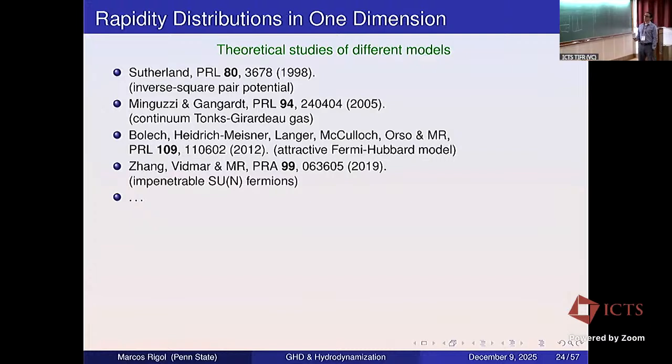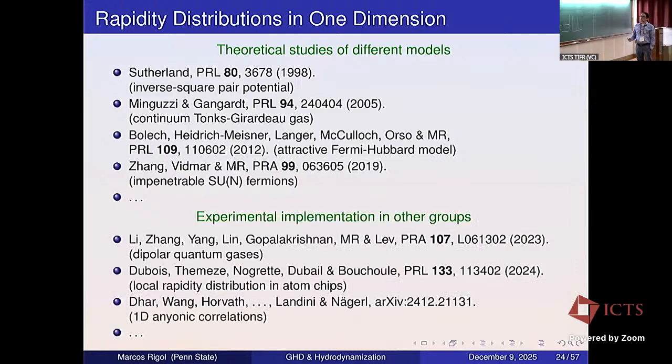We actually studied the attractive Fermi-Hubbard model, which relates to discussions yesterday: you have to start worrying about bound states and impenetrable SU(N) fermions and so on. So this is something that is general for integrable models, and it's already being implemented in other groups. Ben Leff at Stanford already measured that.